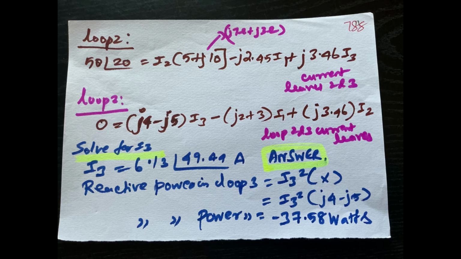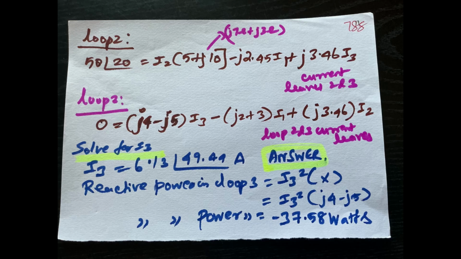Reactive power is found in loop 3. The reactive power formula is I squared into reactance. In this loop, I3 is the current. So I3 squared into X, where X is j4 minus j5 in loop 3. Put in the I3 value and use the complex algebra method. We find the reactive power is minus 37.58 watts.